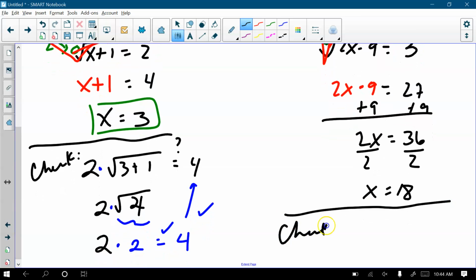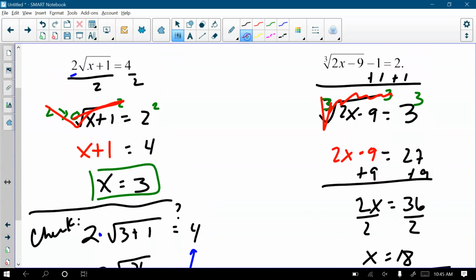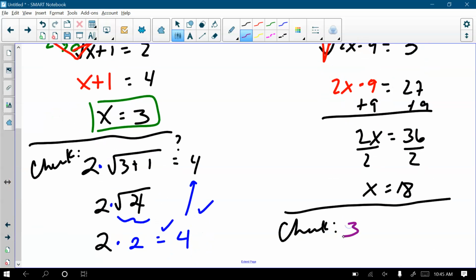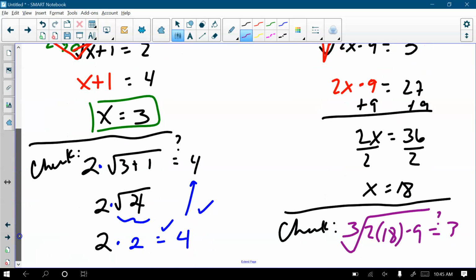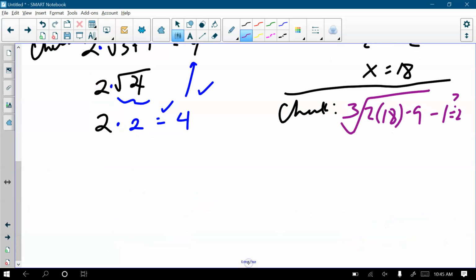Let's check. To check it, we're going to plug it right back into the original one. So we're plugging it into here, and we're going to do the cube root of 2 times 18 minus 9. And we want to see if that equals 3, I'm sorry, equal to 2. Let's change this because that's kind of confusing. When we subtract 1 from it, it should equal 2. So that's what I really wanted. I'm not sure if that's true yet, so let's check.